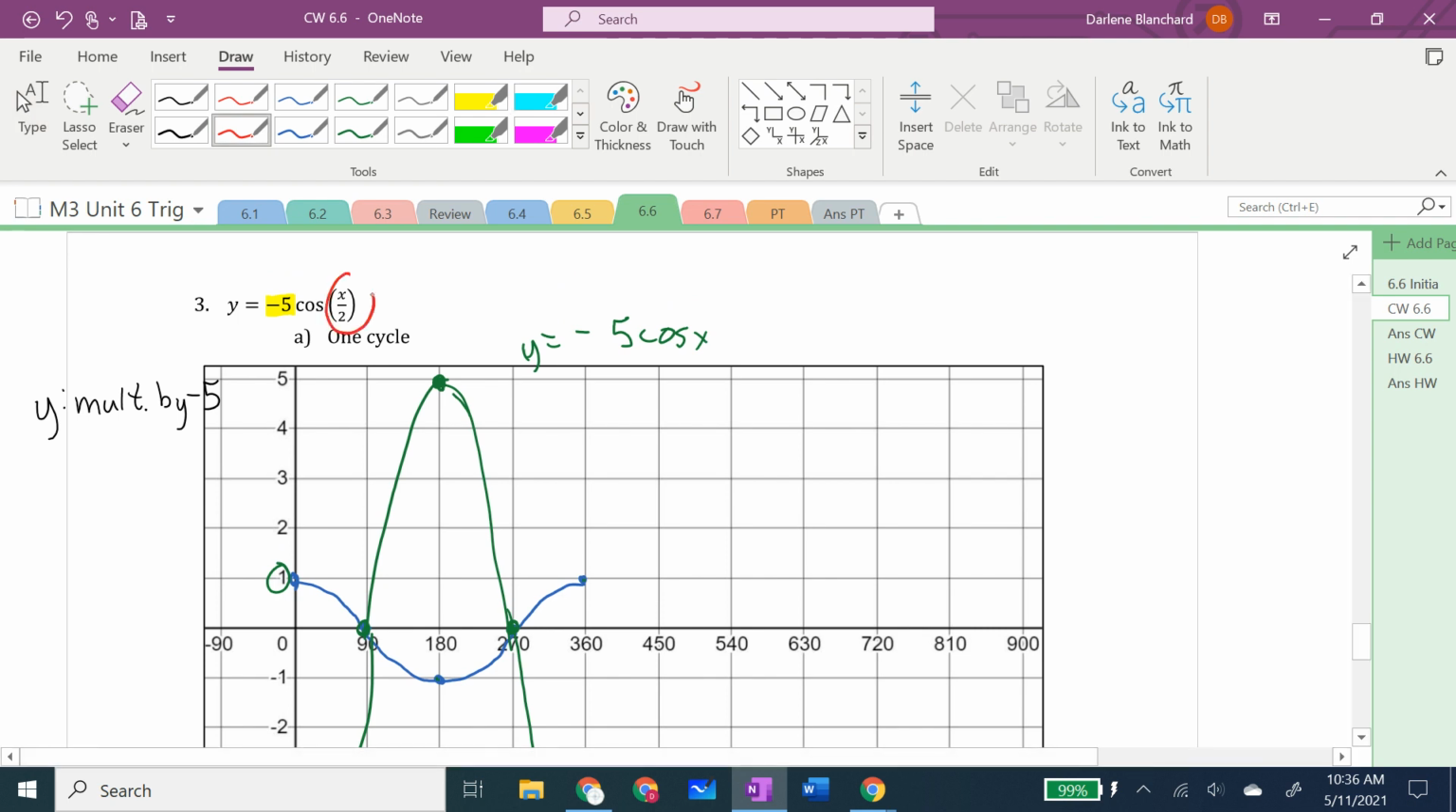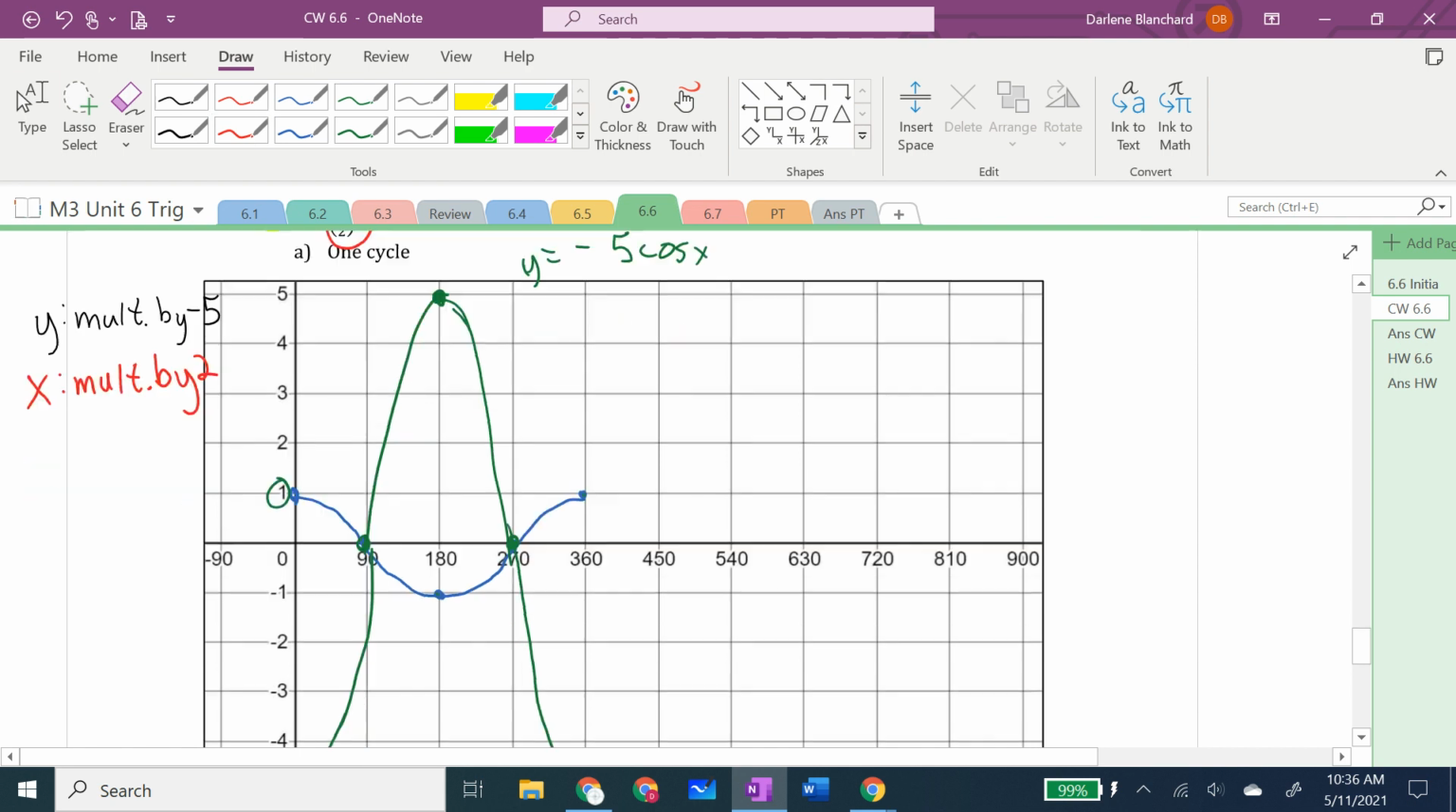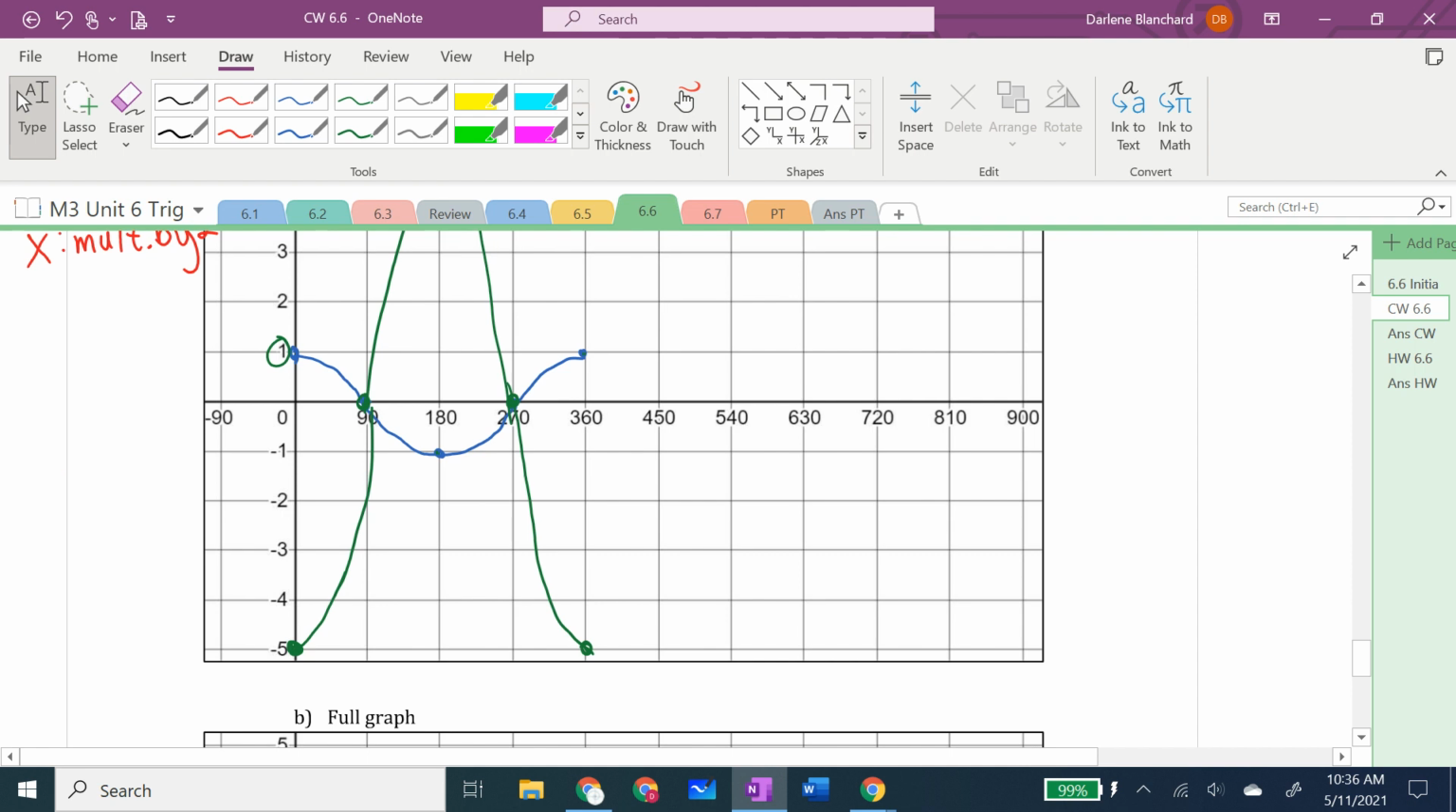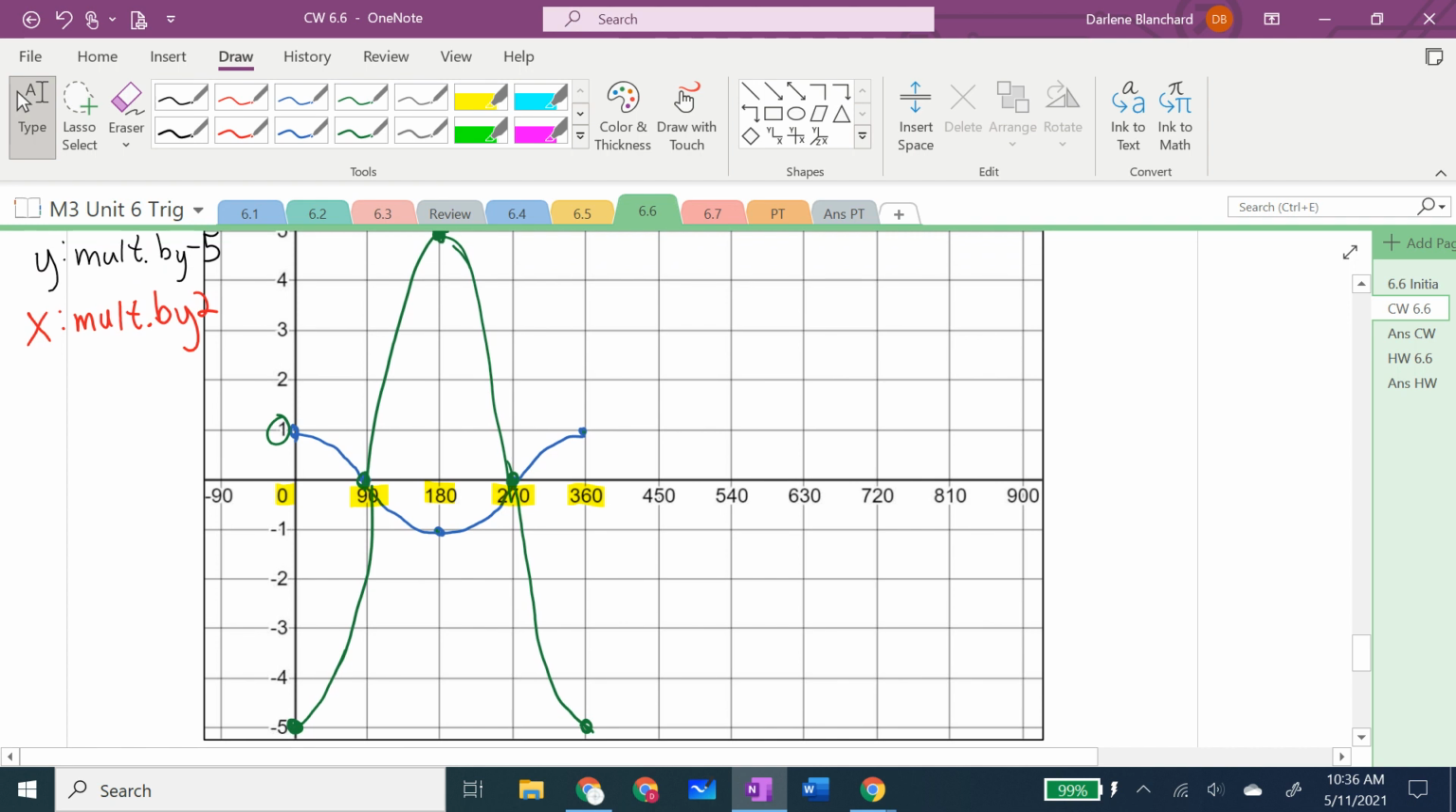Then I have x being divided by 2. So what do I want to do to the x's if I see that x is divided by 2? I want to multiply my x's by 2. And my x coordinates are 0, 90, 180, 270, 360. Each of those is going to be multiplied by 2.